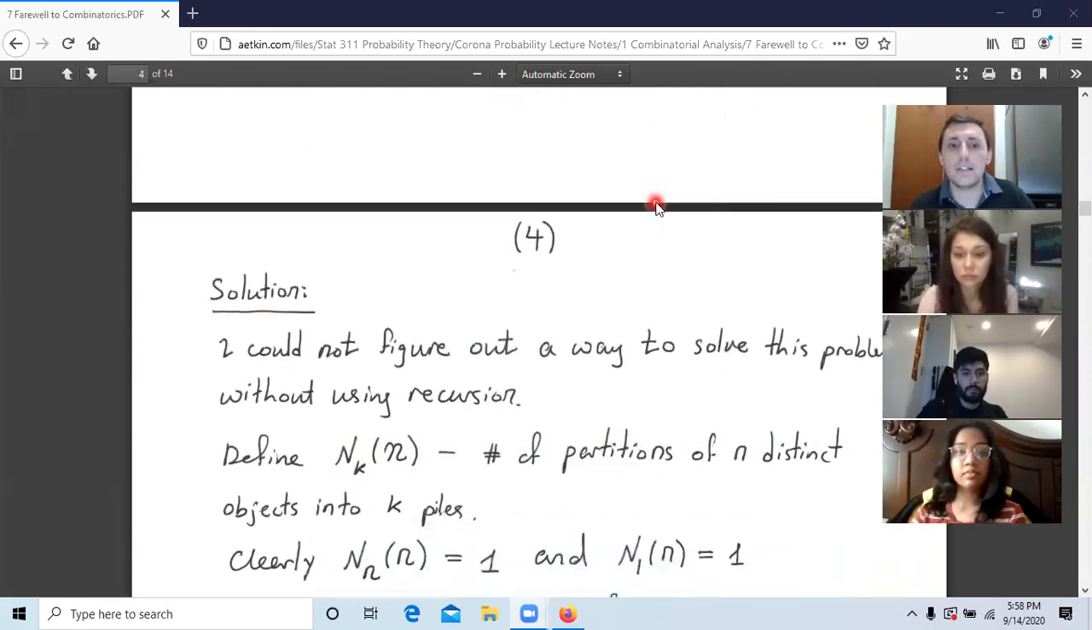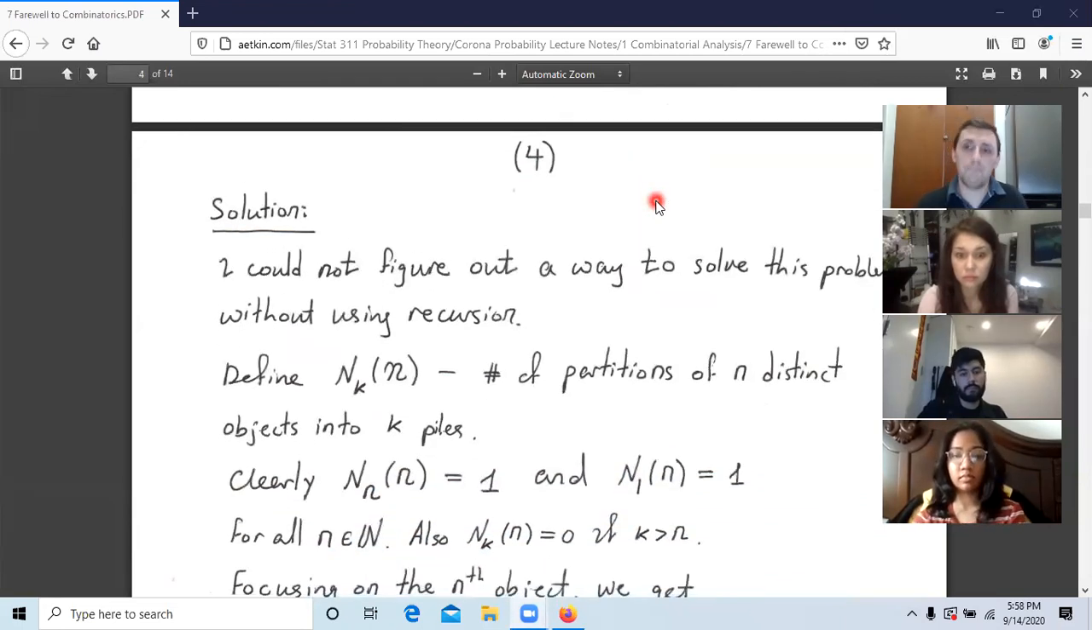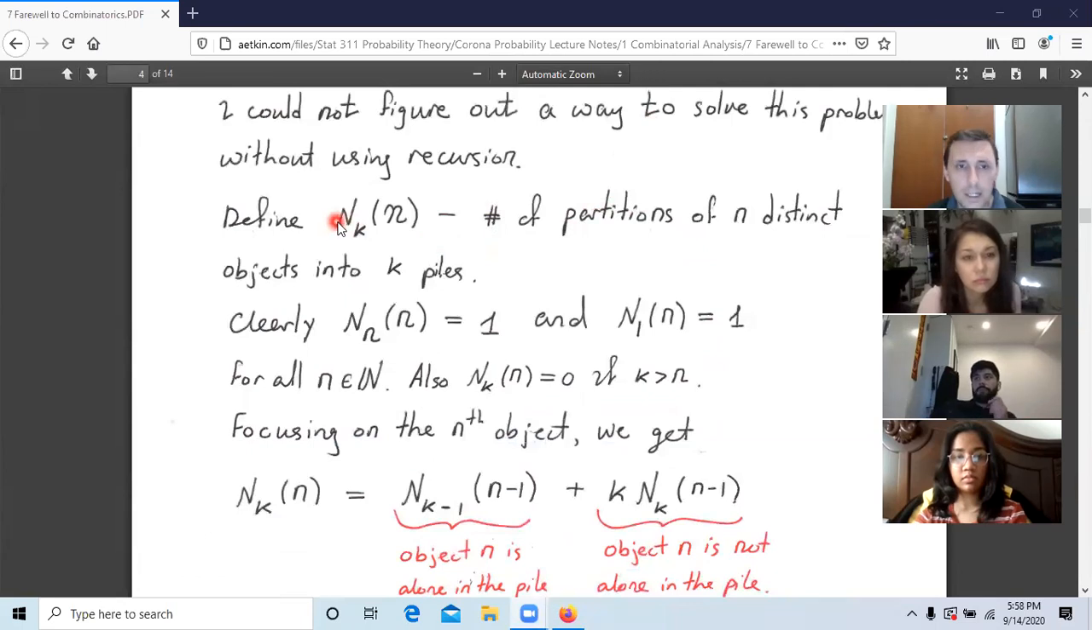So here is how I thought of this problem. I could not figure out a way to have a neat answer to it, but I can make a recursive function or a recursive sequence that will figure it out, okay? And this is the idea that I came up with. First I define n sub k of little n, and that means we have k piles and we partition n objects. Make sense? So this is supposed to do this counting. I don't know what it is, but we have a machine that will do this counting.